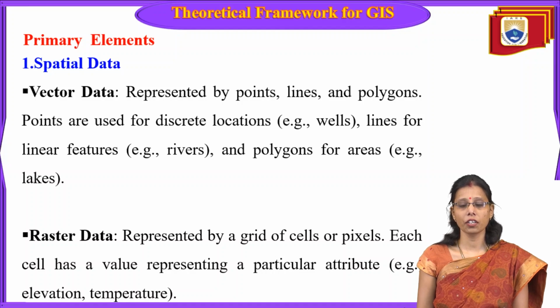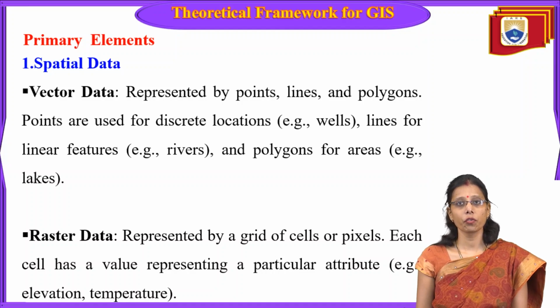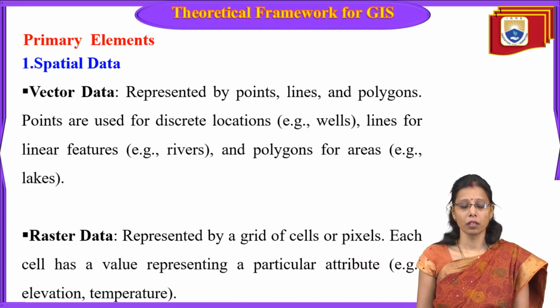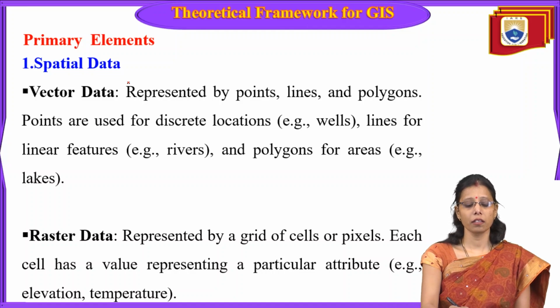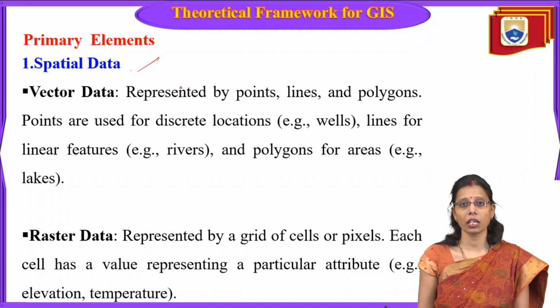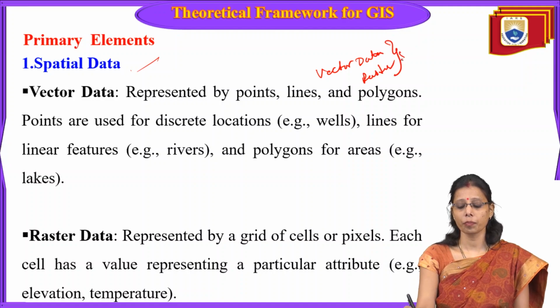Now primary elements. Under this theoretical framework for GIS, there are a few primary elements which are considered in order to run this framework. These are the primary elements contributing to the theoretical framework for GIS, like spatial data. Spatial data, if you remember, we have already discussed two or three times in previous lectures. So what are spatial data? Spatial data are of two types. One is vector data, the other one is raster data.